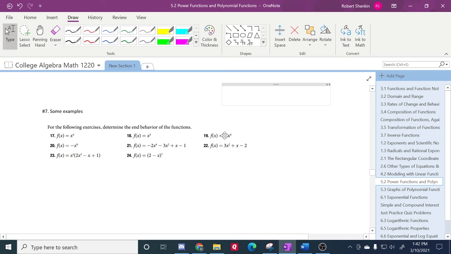Here are some from the textbook, and let me circle one of these. Let's all do number 21. Determine the end behavior of this one, right and left. I'll give you a minute, and type your answer into your group chat. Don't hit enter quite yet. I'll tell you when to hit enter.